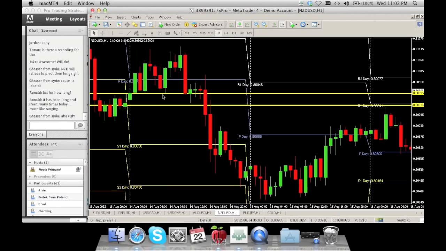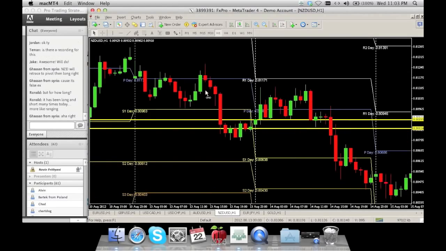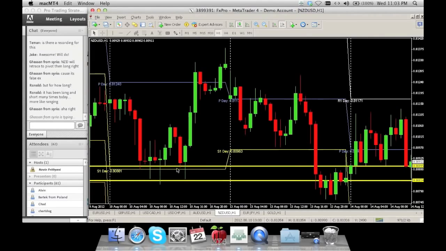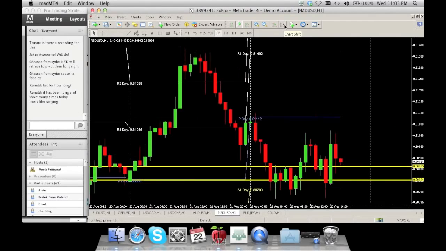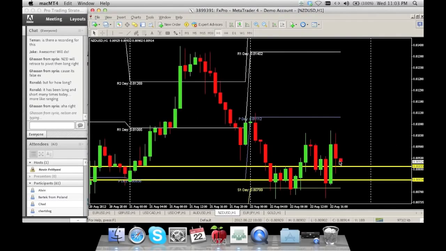Okay, see here, pinpoint supports. No bodies coming out of this, only tails. Again, no bodies coming out, only tails. So this line has power. And you can see it's probably just fooling around from this area. Should get ready to go long.